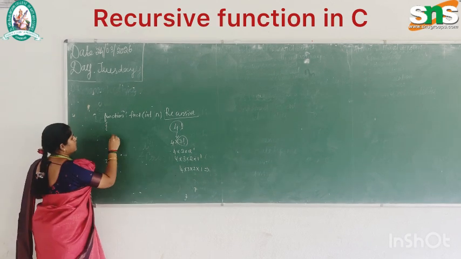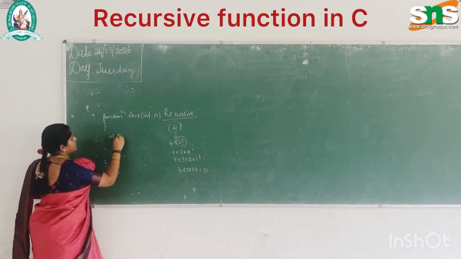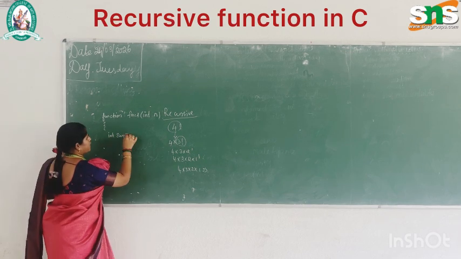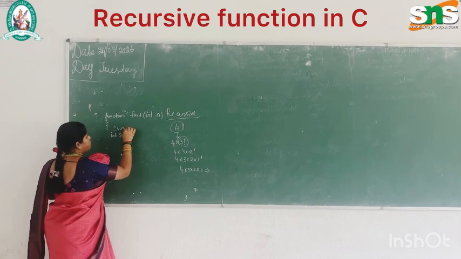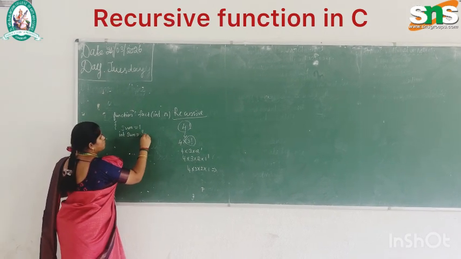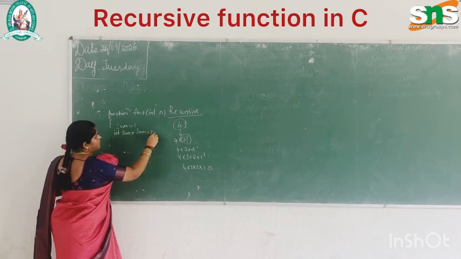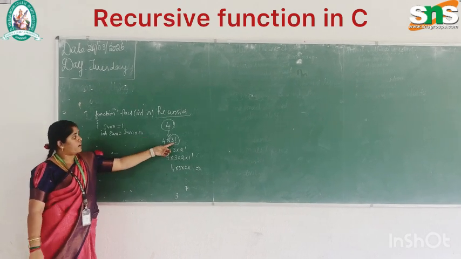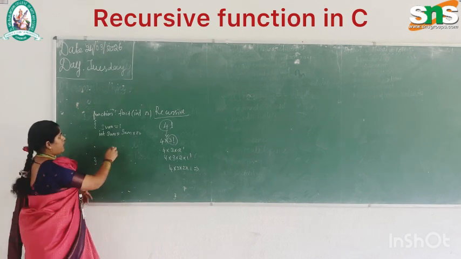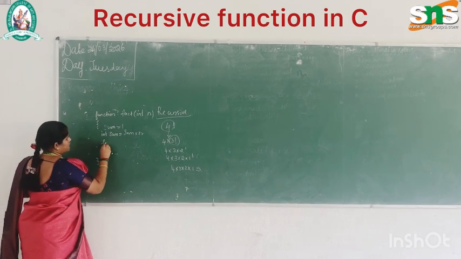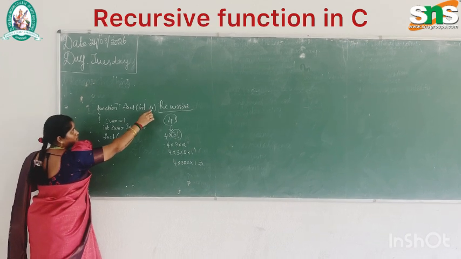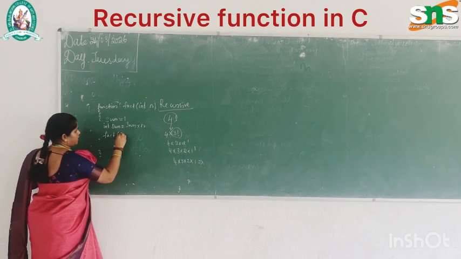Here I am creating a variable called sum, and initially the sum value will be 1. So sum into n, here 1 into n is calculated. But I need to find 3 factorial again, so I need to call the function, that is factorial, fact, with n minus 1.